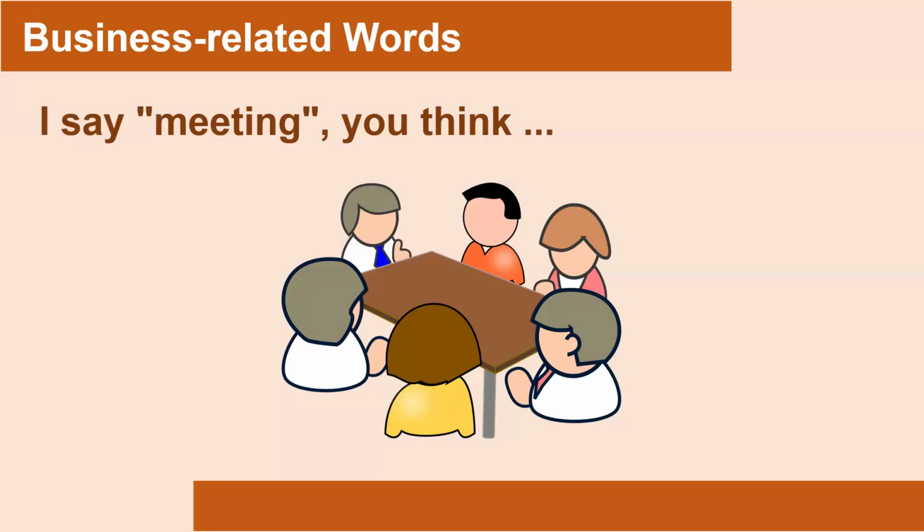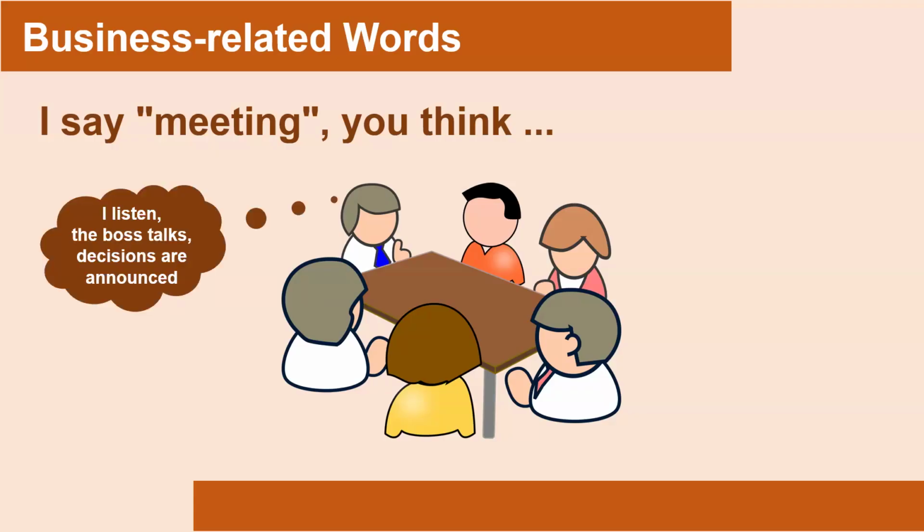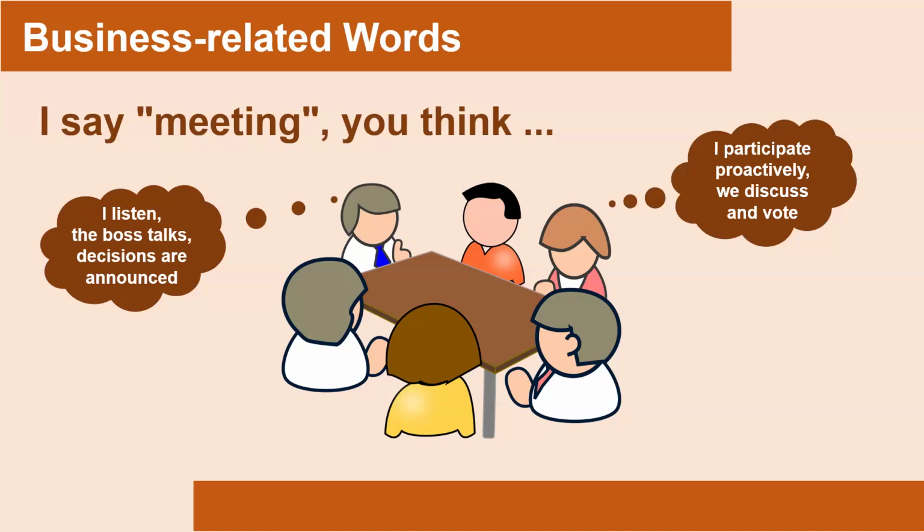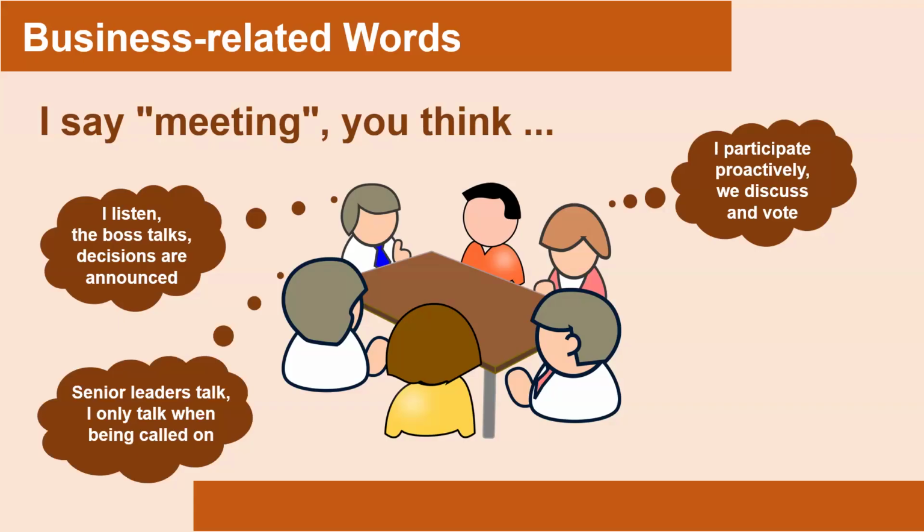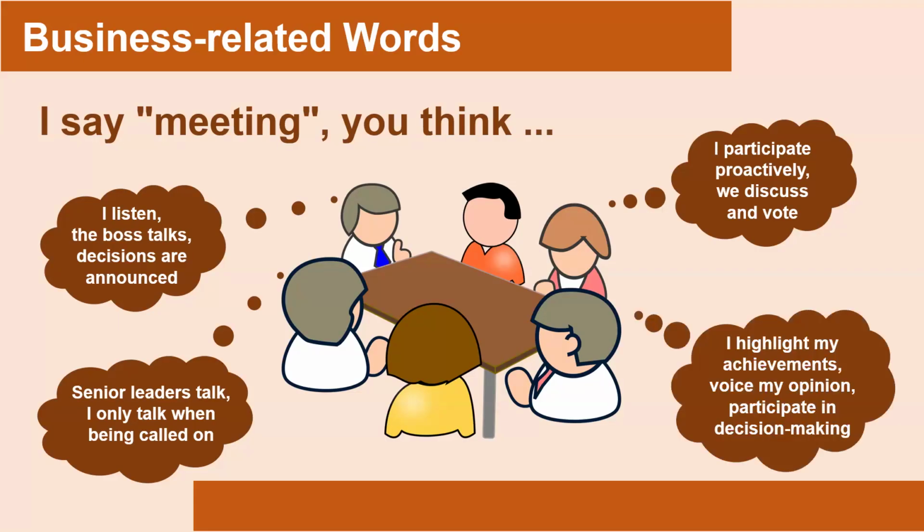We all seem to know what a meeting is. But when we go to a meeting, we have very different expectations as to what happens at a meeting. For some person, a meeting may mean that I listen, the boss talks, decisions are announced. That's what a meeting is like. To another person, it may mean I participate proactively, we discuss and we vote. Yet another person might think, oh, meeting, that's when senior leaders talk and I only talk when being called on. Otherwise, I don't say a word. Whereas other people might think, oh, meeting, that's where I can highlight my achievements, I can voice my opinion, and I can participate in decision making.